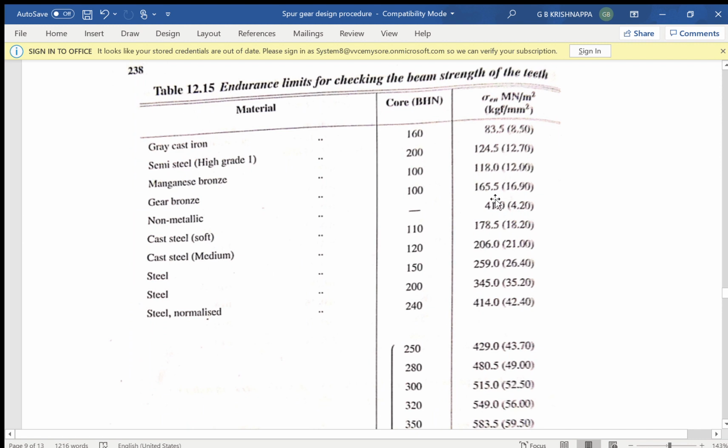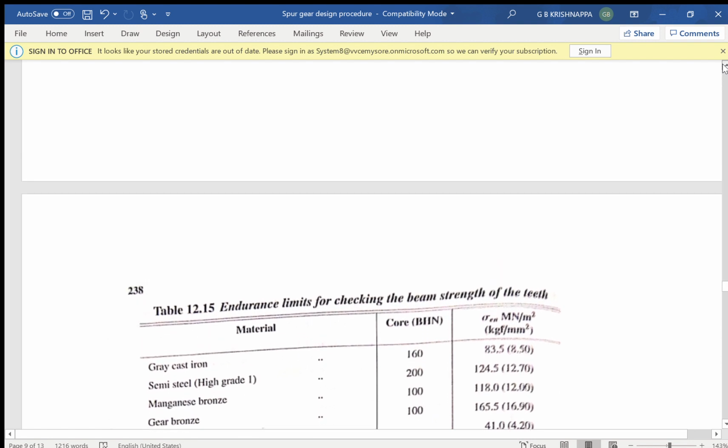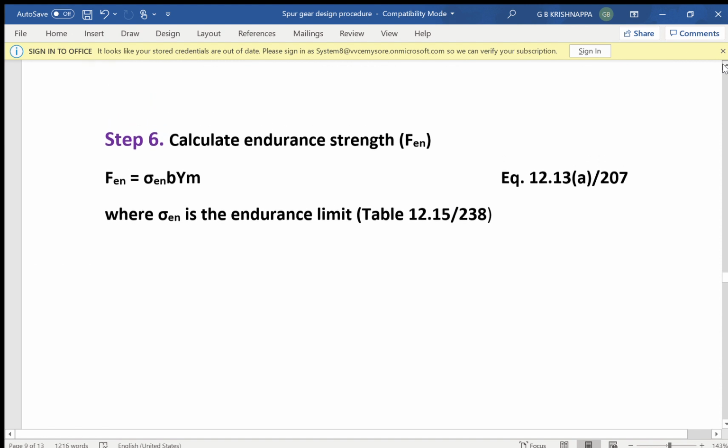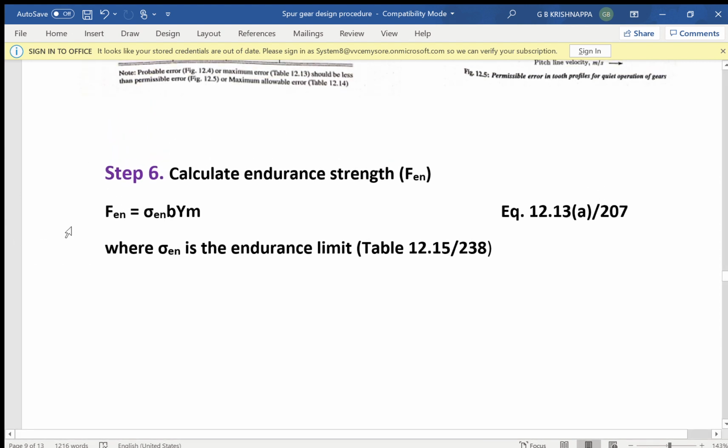Sigma En can be taken from this table in order to find out FEN. For material, say grey cast iron, if BHN is 160, sigma En is 83.5. So what you are doing is that for a weaker member, you need to find out this FEN, for the weaker member, for which the design is actually based.